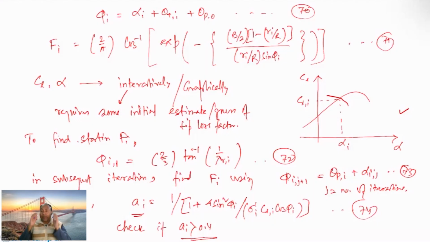Welcome back, and now we'll continue the discussion that we stopped in the last class, where we are finding the CL and alpha using method one, where we start with some initial guess of phi, then find the values, and then change them. So there are other ways to iteratively solve.